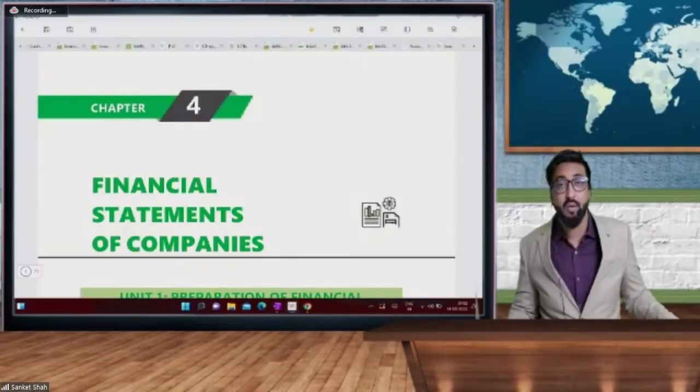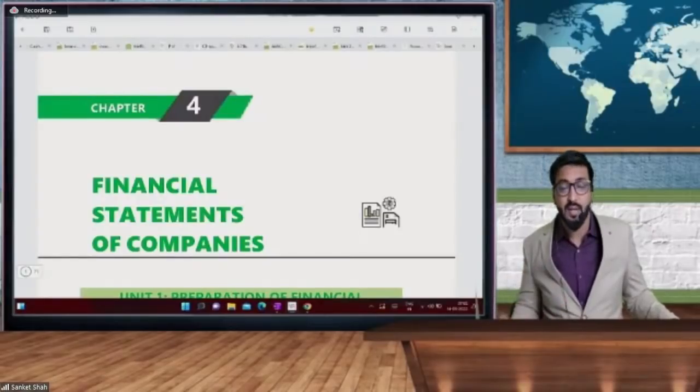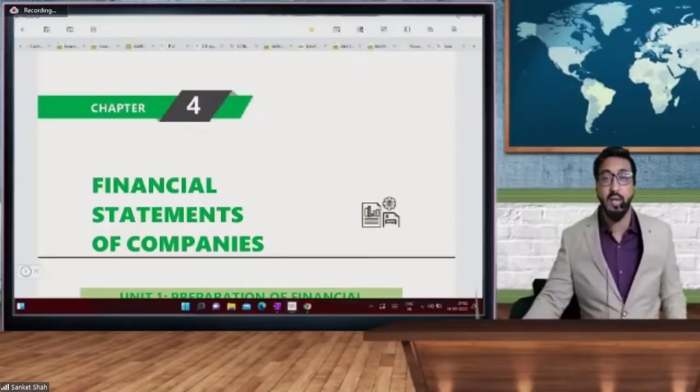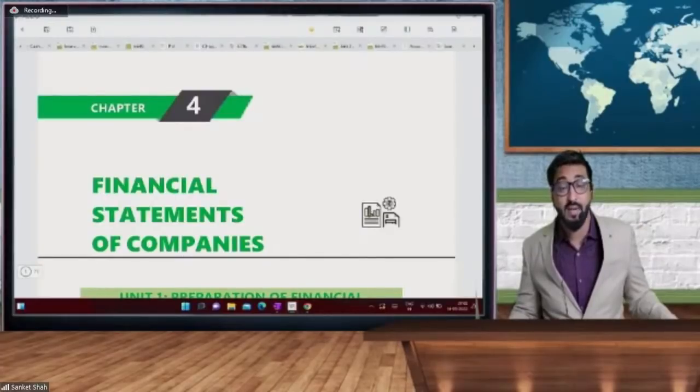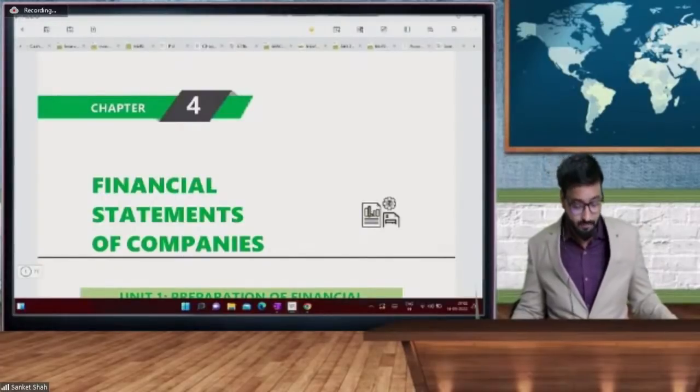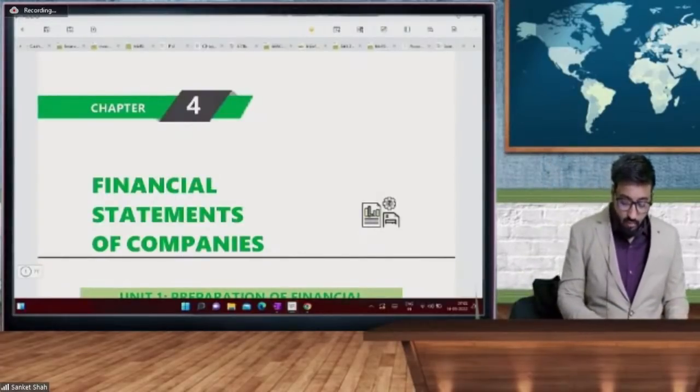After the break, we are going to see what is a foreign branch, which is still remaining, that last part of the independent branch and dependent branch part. So let's start with this very interesting chapter and very scoring one, financial statement of companies. And in real life, this chapter is very, very important. So very good morning to you all, friends.